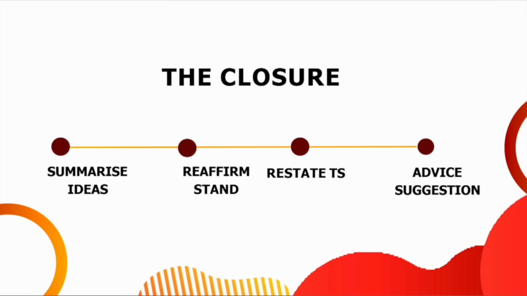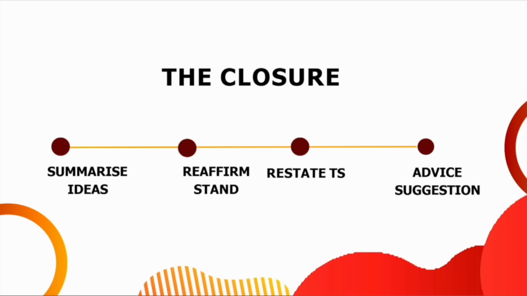Students, your conclusion is the last thing the examiner reads. It must be strong and summarize your entire argument. It must follow a four-step sequence. Let's look at the first one, which is summarize your ideas. This is where you briefly recap your three main points, for example, digital media, commercial exploitation, and peer pressure. And please remember, do not introduce new information.